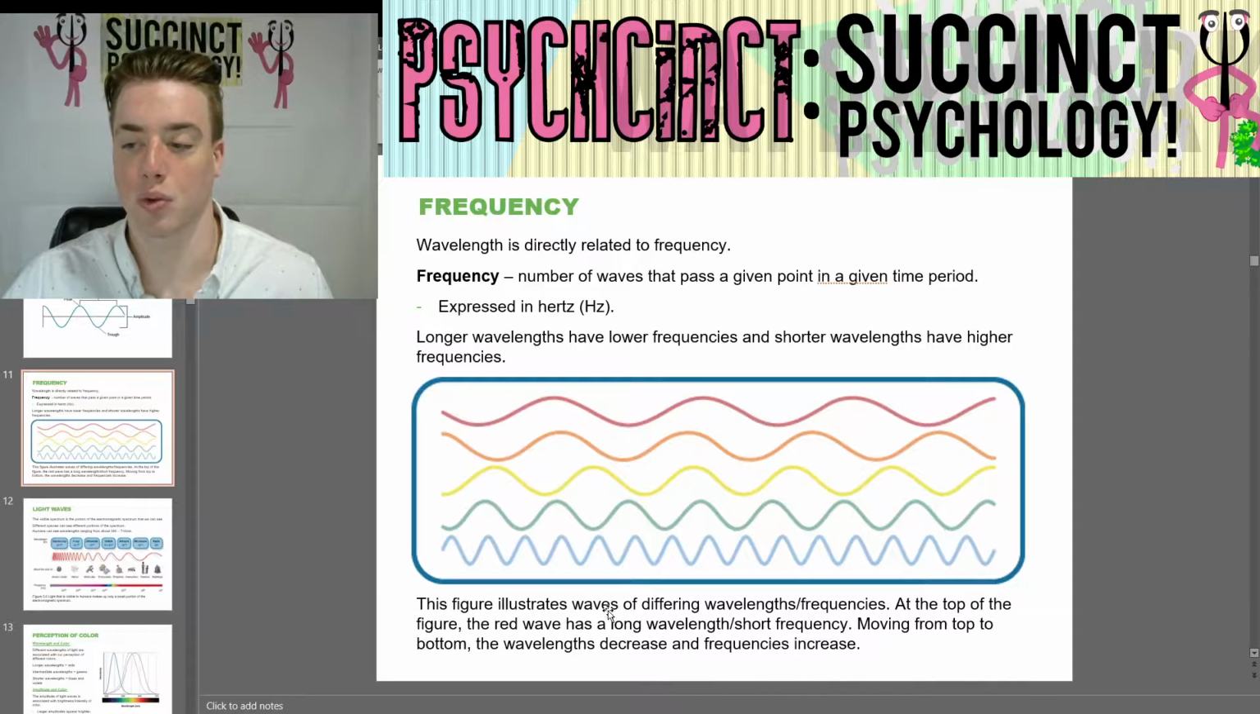This figure illustrates waves of differing wavelengths and frequencies. At the top of the figure, the red wave has a long wavelength and short frequency, so you can see how long the wavelengths are. Moving from the top to the bottom, the wavelengths decrease and frequencies increase. By the time you get to the blue, you can see how frequent the wavelengths are.